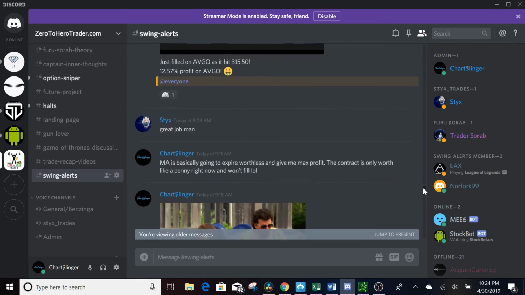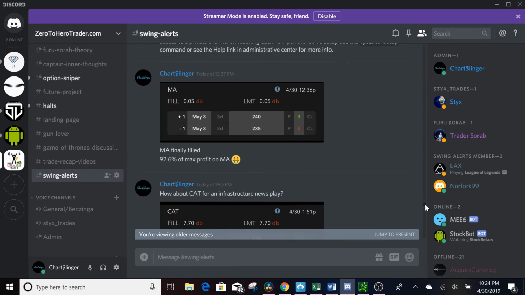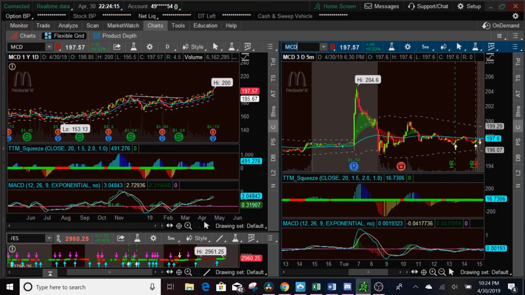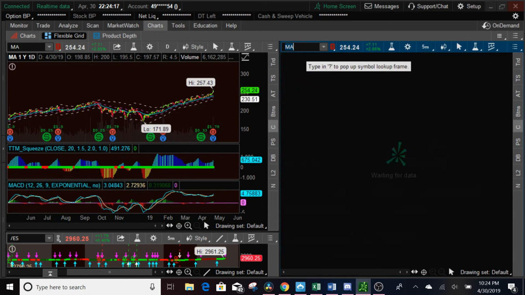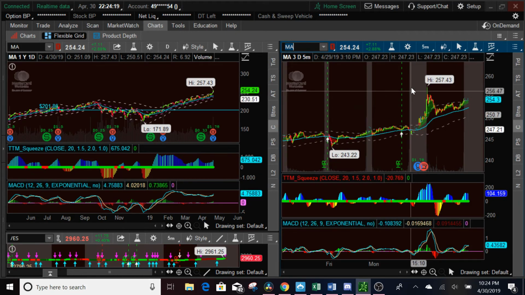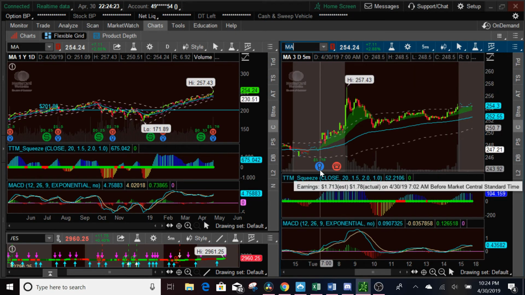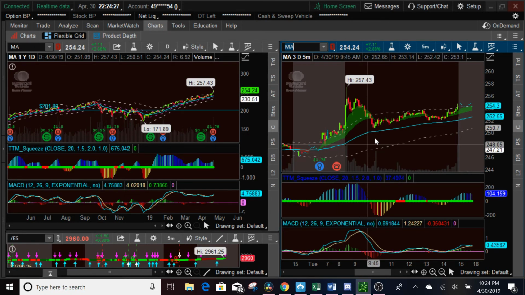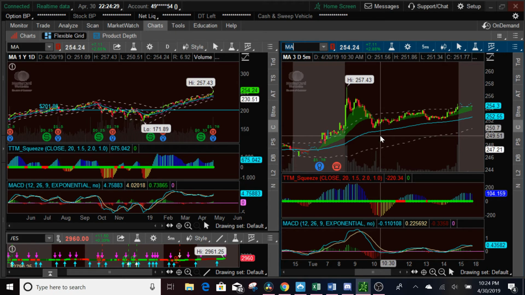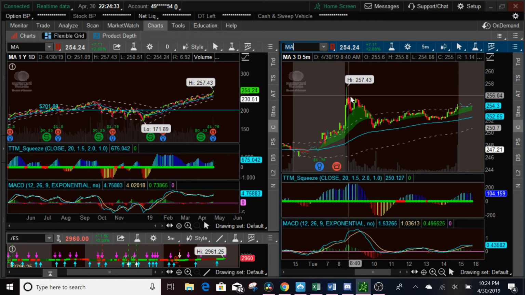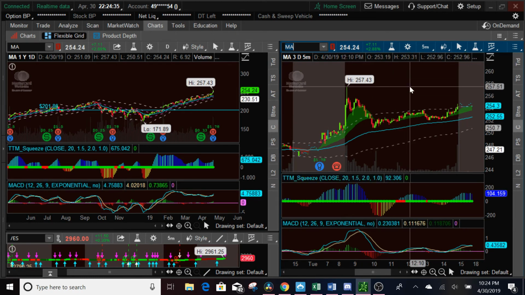And then it took a little while for the other one to fill. MasterCard. Well, it had great earnings. Yeah, they beat on like every measure, and it had a really nice day. Had a really nice pop at the open, so I wasn't worried about this at all.